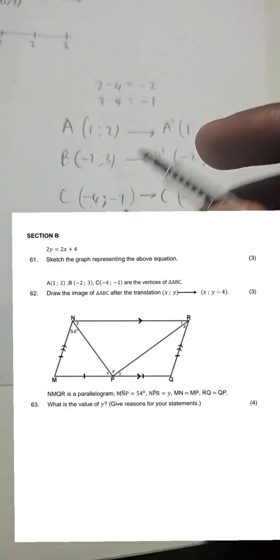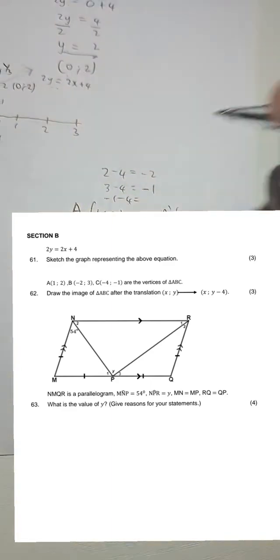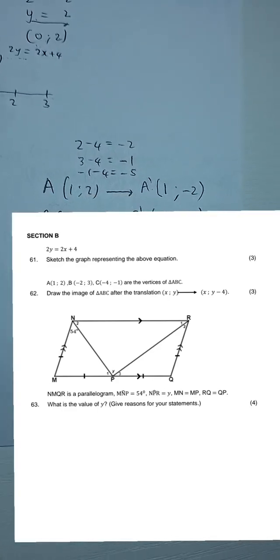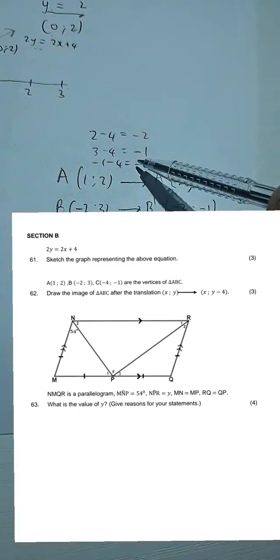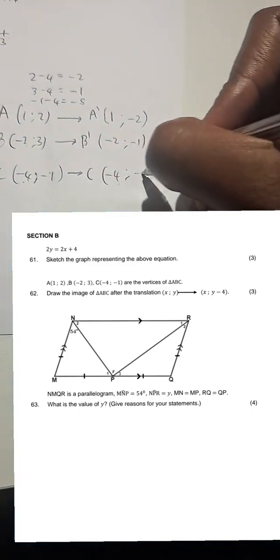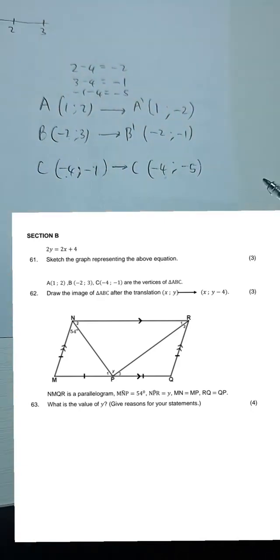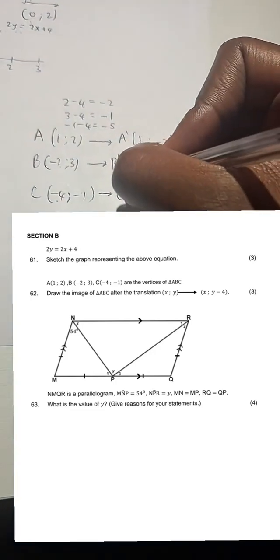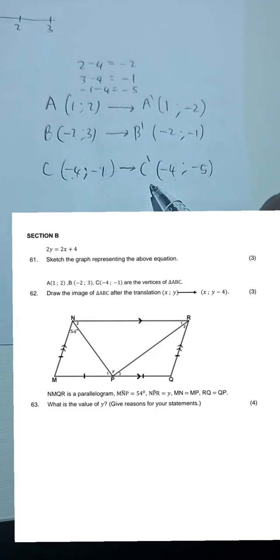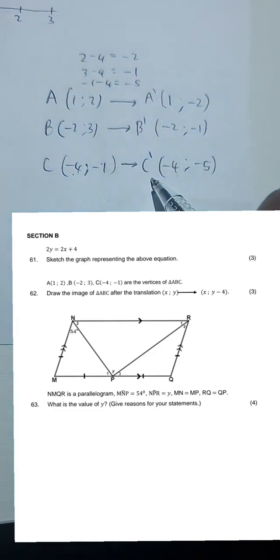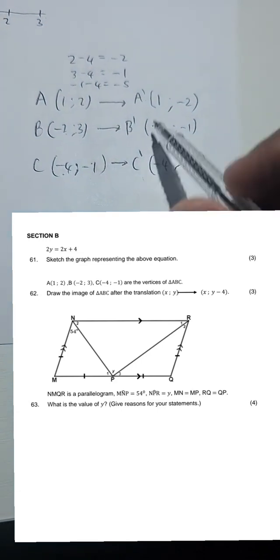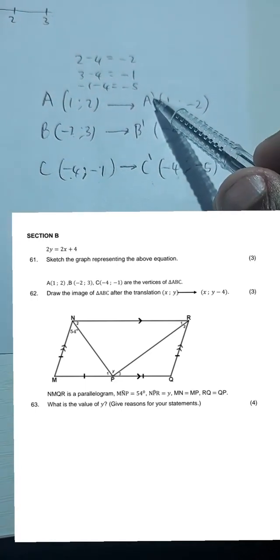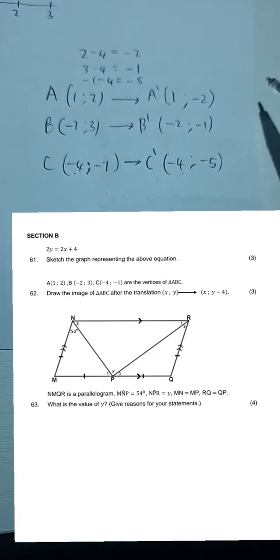And then lastly, if we take negative 1 and we subtract 4, what do we get? We get negative 5. Guys, please make sure that you get the accurate values here. Okay, so that means we have negative 5. Now we have the new images after the transformation, the translation, has happened. These are our new coordinates for the triangle ABC, the image.